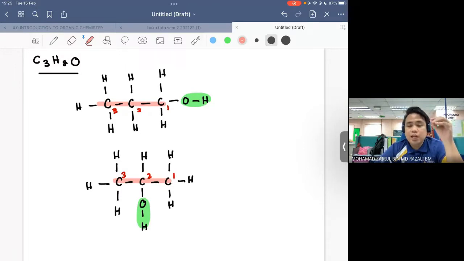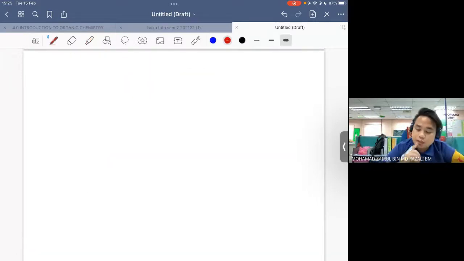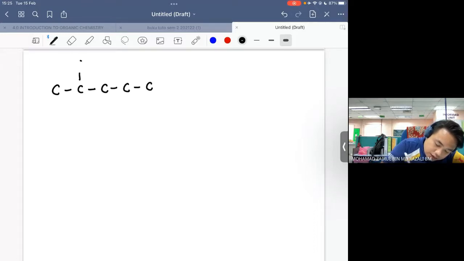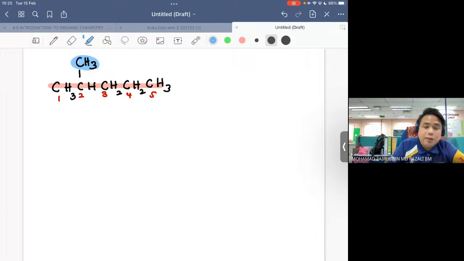functional group. Okay, so another example for position isomer is we can also change the position of the substituent. So kita boleh juga change the position of the substituent. So kalau kita tengok, 1, 2, 3, 4, 5. CH3, CH3, CH, CH2, CH3. Kalau awak tengok sini, parent chain dia 1, 2, 3, 4, 5. So the size of the parent chain is 5 carbon and our substituent is located at carbon number 2.